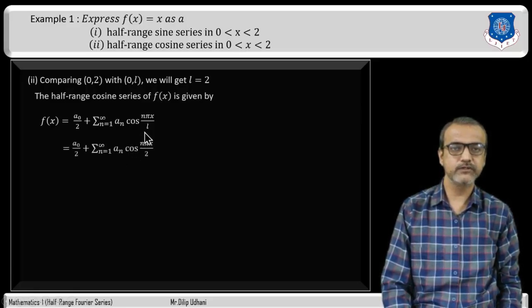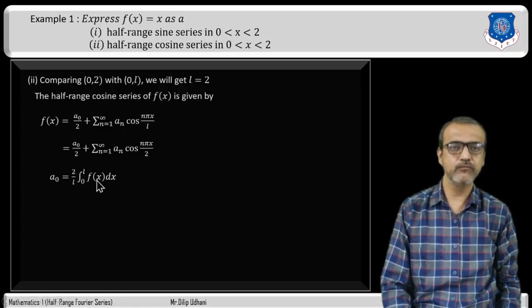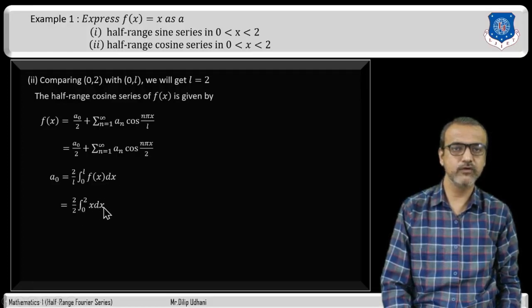So in this expression, replacing l by 2, we have a0 by 2 plus sigma n from 1 to infinity an cos n pi x by 2. Now first of all, we will find out a0, and the formula of a0 is 2 upon l integration from 0 to l f of x dx. So replacing l by 2, it is 2 by 2 integration from 0 to 2, and f of x equals x, dx will be as it is. 2 by 2 is 1, so no need to write 1.